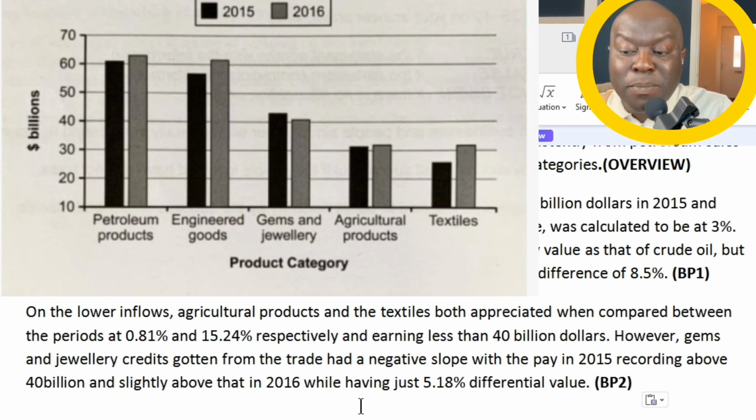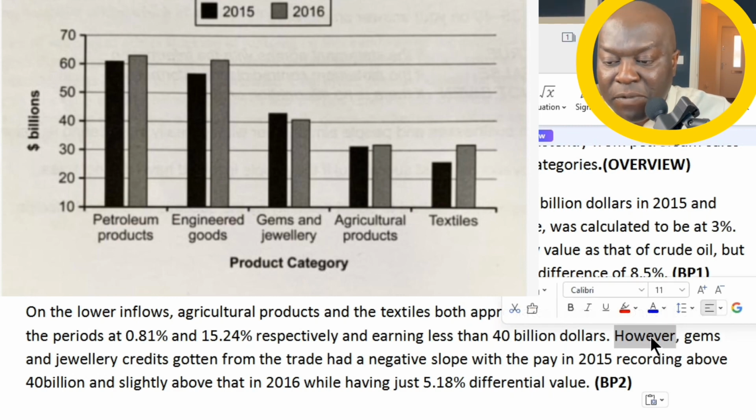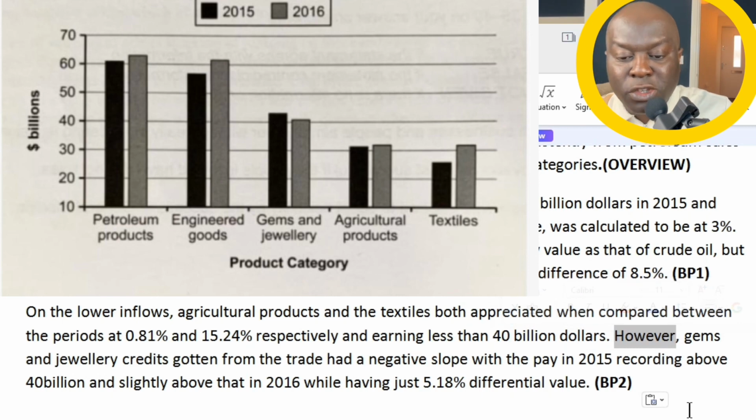And then I said, however, watch this. However is also a discourse marker. You bring in your complex sentences and the rest of them. They are very, very important. I said, however, gems and jewelry credits gotten from the trade had a negative slope. You see, negative slope now.